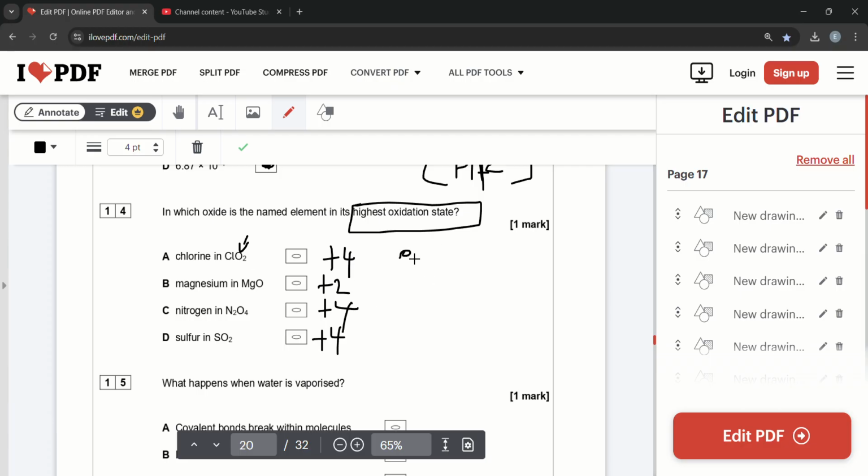Chlorine, Cl, that's in group 7. So the highest oxidation state for chlorine is +7. So therefore it can't be A. Magnesium is in group 2.